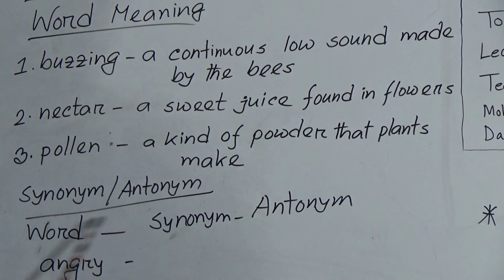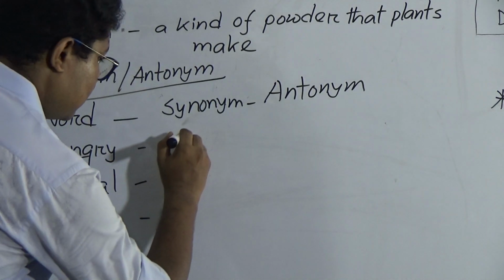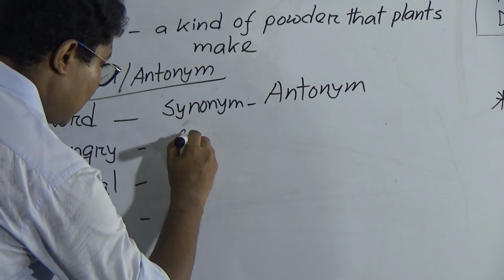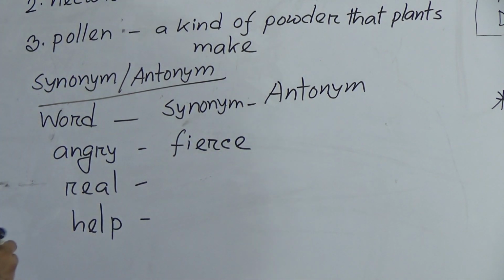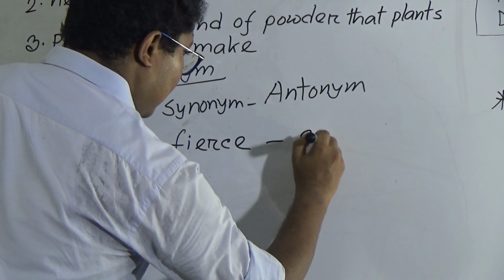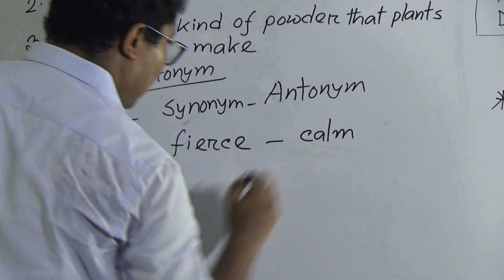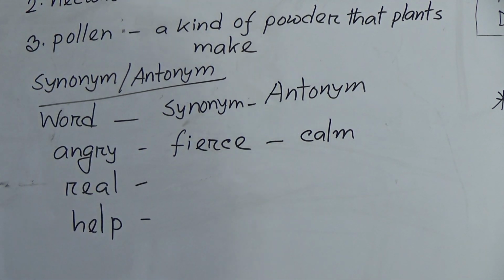Then synonym antonym. Word, synonym, antonym. Angry, he's very angry. You know the word angry. Angry, similar word is fierce, F-I-E-R-C-E. Angry, fierce. And when anyone becomes angry, what do you say? We say calm down, calm down. So angry, fierce, calm.